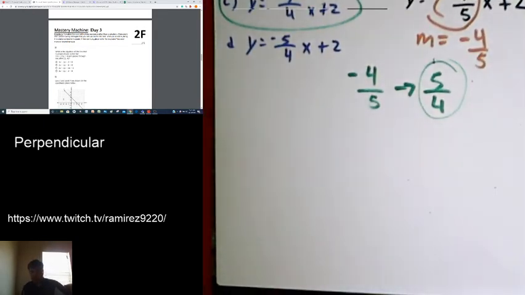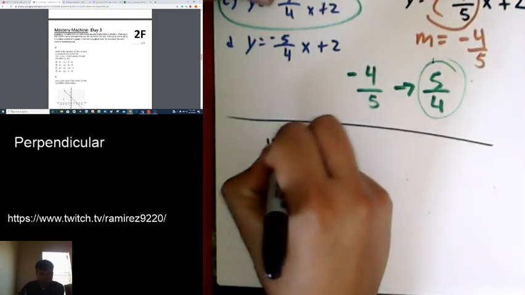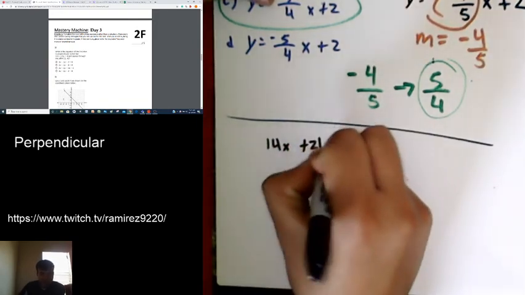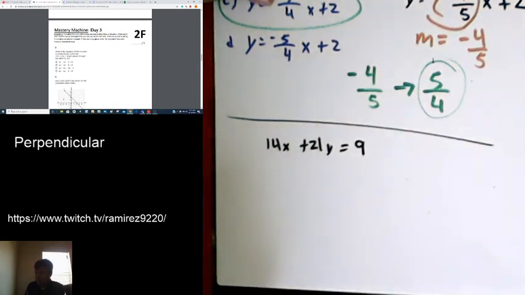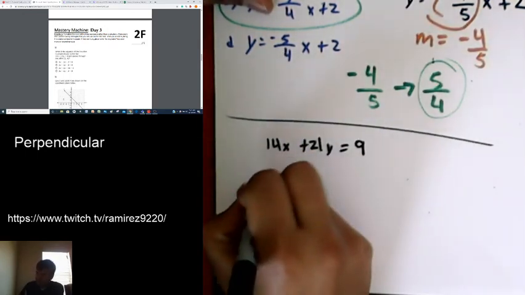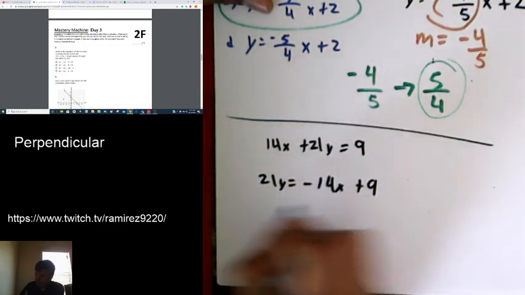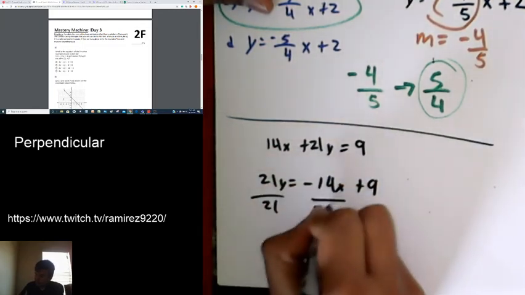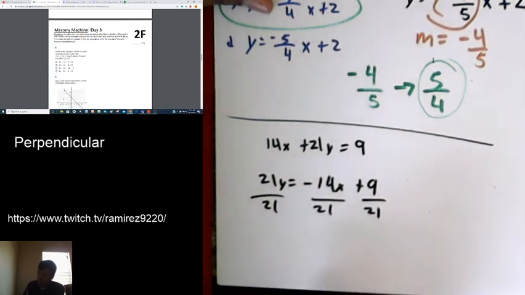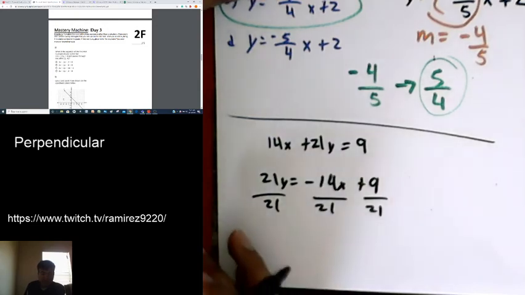So we look at number 1 here right away. They're giving you the equation 14x plus 21y is equal to 9. So again, at some point, you're going to have to do that work of moving things around. So 21y is equal to negative 14x plus 9. We're going to divide everything by 21. Now, I want to remind you guys that when you won't get a nice perfect number, just leave it like that and try to simplify.